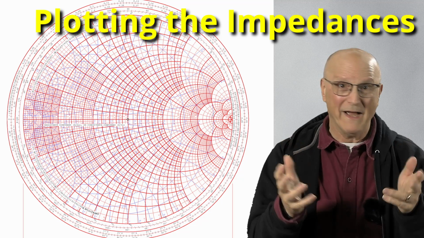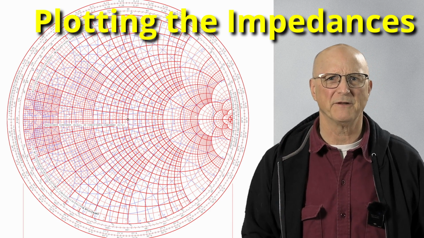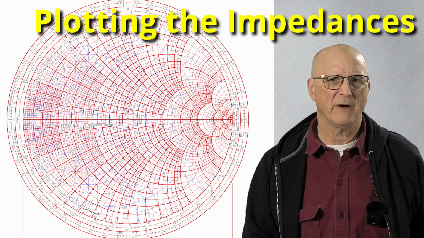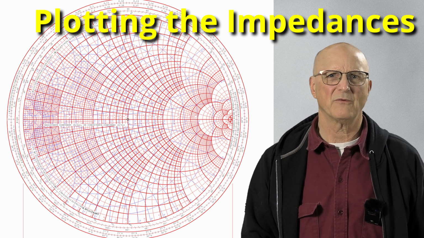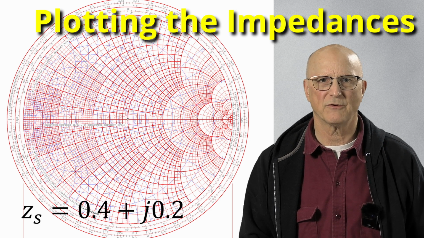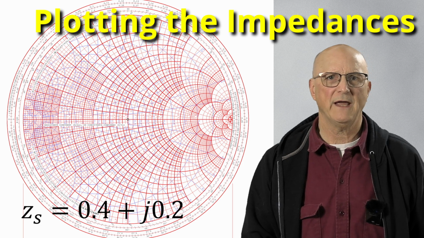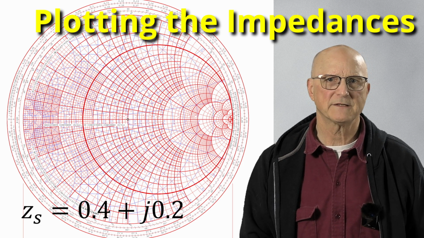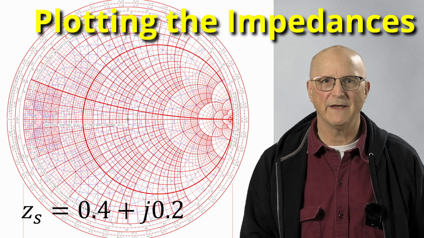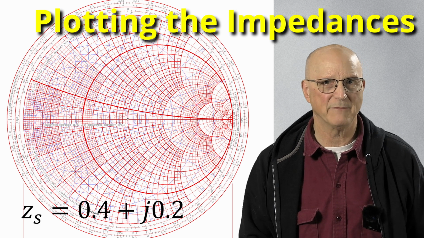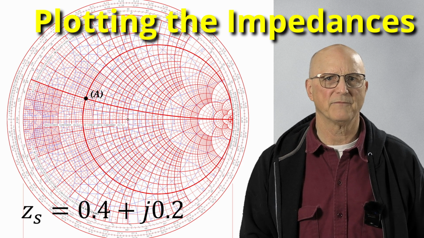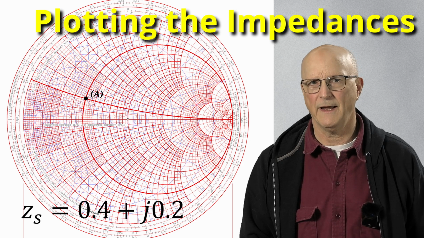So here is the mind-numbing full-color Smith chart. When we are plotting our impedances on this chart, the only lines we care about are the red ones. Let's start with the normalized source impedance, 0.4 plus j0.2. I first locate the 0.4 red constant resistance circle. Then I locate the 0.2 red constant reactance arc in the upper hemisphere because it is positive. I place a dot where these two meet. I'm going to call this point A.